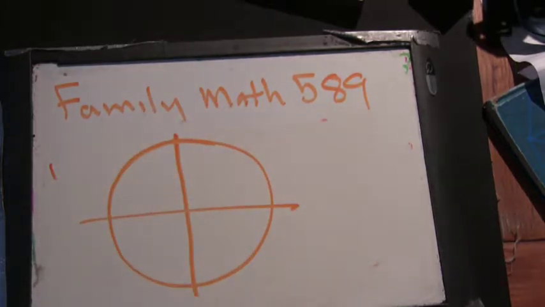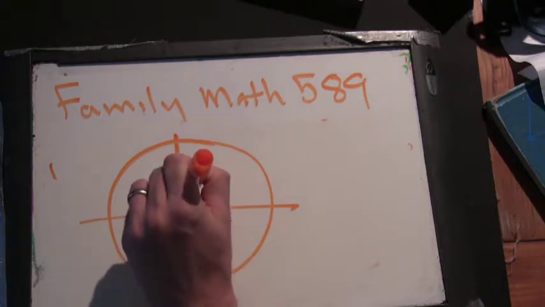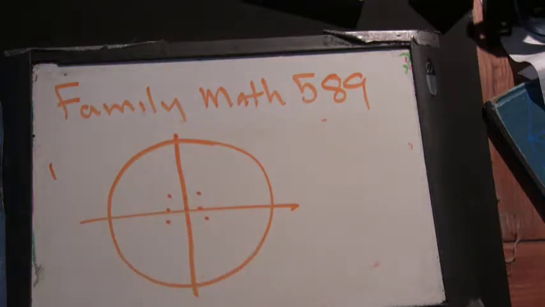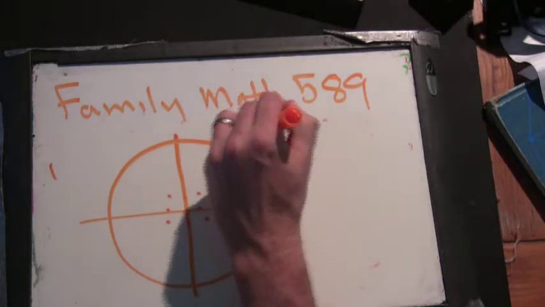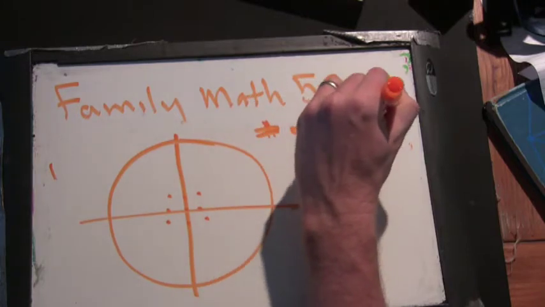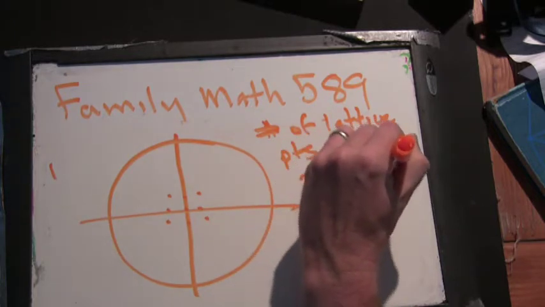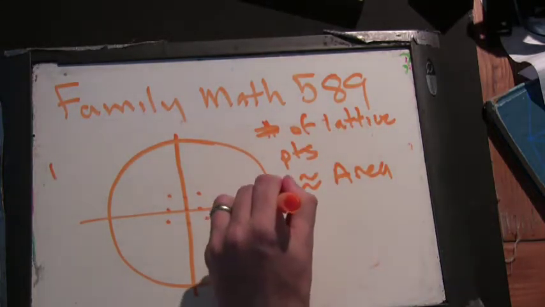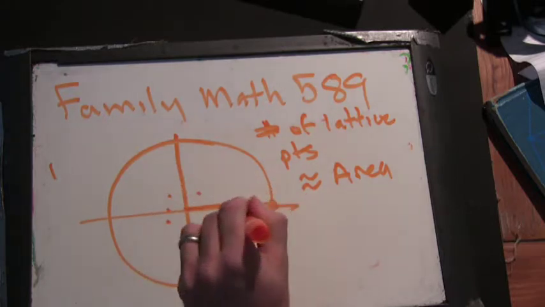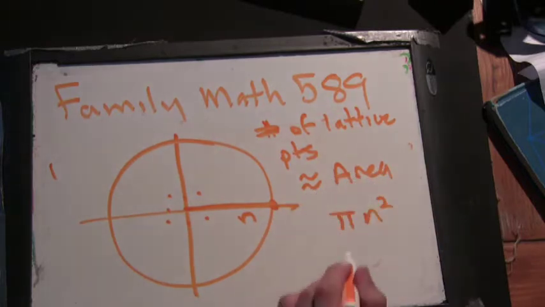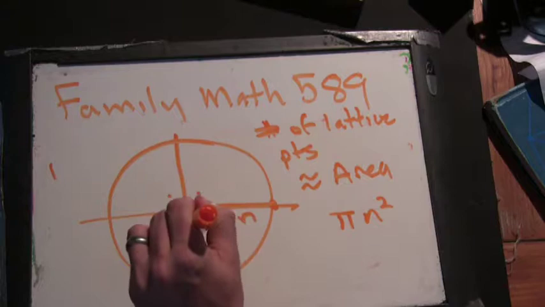When we look at a large circle and we want to count up all the lattice points that are inside it, why would we want to do that? Well, it's the area. The number of lattice points is an approximation for the area, approximately equal to the area. If the radius is n, we know the area is pi n squared, and it's also approximately equal to the number of lattice points.